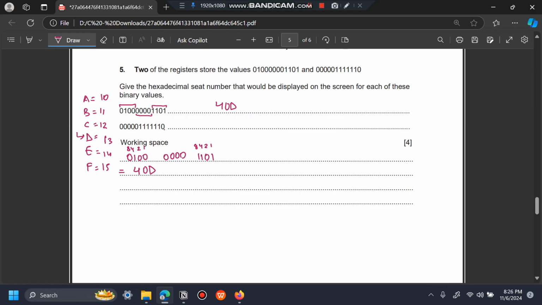Similarly, for this one, we're going to make 4 groups of each. We have 0 0 0 0, 0 1 1 1, 1 1 1 0. So this is going to be 0 1 2 4 8: 4 plus 2 is 6, 6 plus 1 is 7, and in this one we have 8 plus 4, that is 12, 12 plus 2 is 14, 14 is E, so we are going to write 07E. That will be the answer for this question.